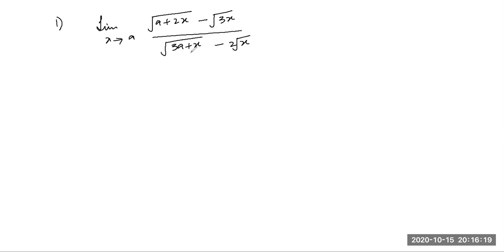So how do we do it? It's the conjugate, just multiplied by plus, right? You can multiply the expression by its conjugate. So you will be multiplying and dividing this thing by root of a plus 2x plus root of 3x. Multiply and divide by that, and do some tricks.